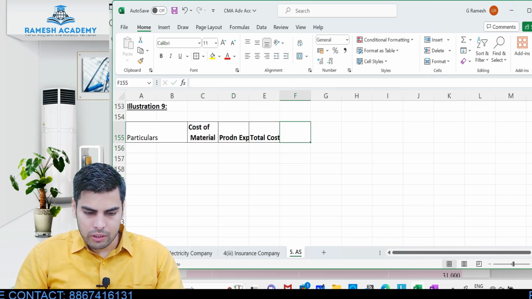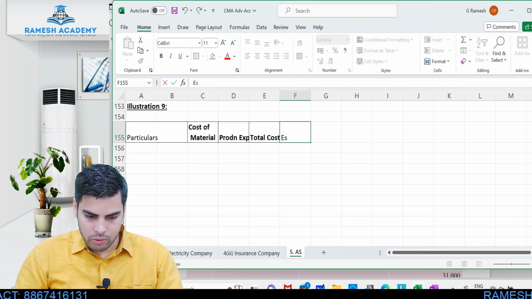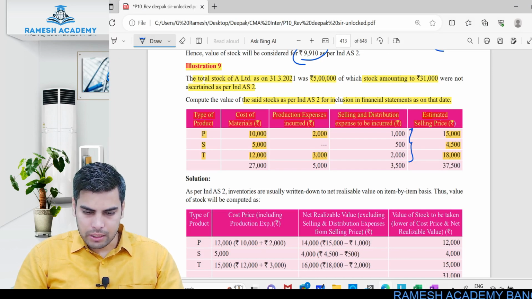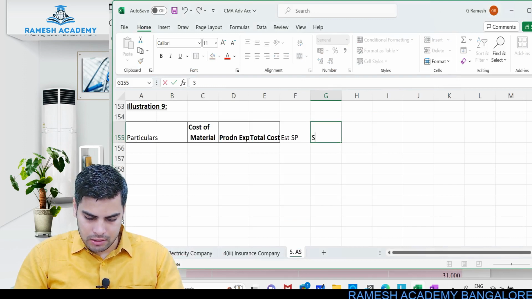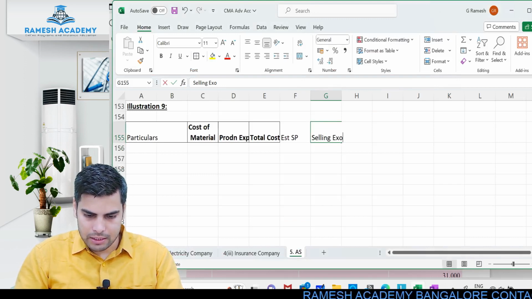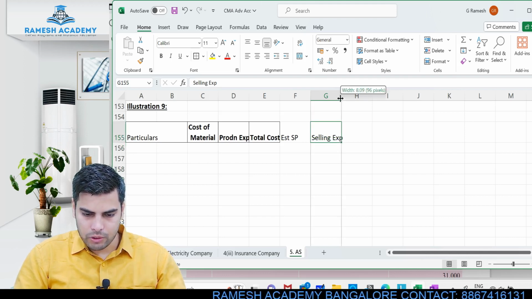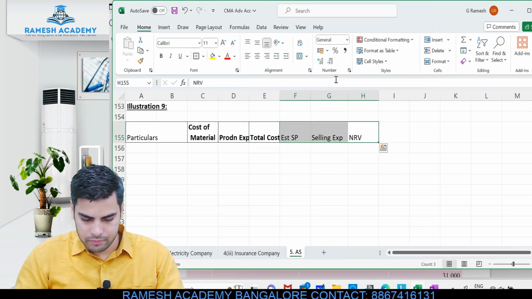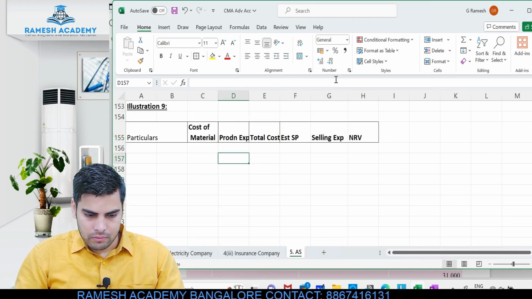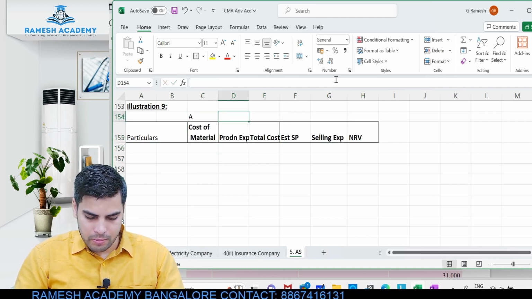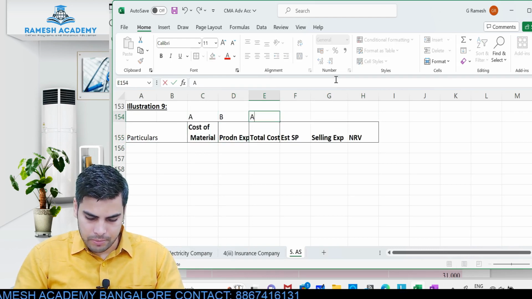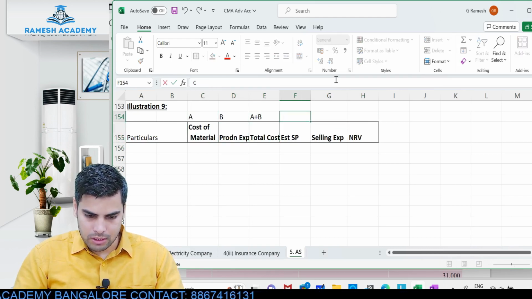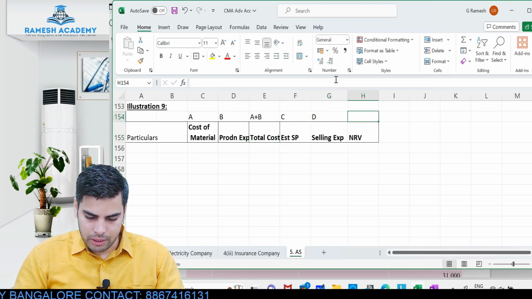Now, in order to figure out the net realizable value, what am I going to do? Estimated selling price. From this, I'll be deducting the selling expenses, so that I get to know the net realizable value. This would be the NRV. Suppose this is A and this is B, this is A plus B. And suppose this is C and this is D, this would be C minus D.